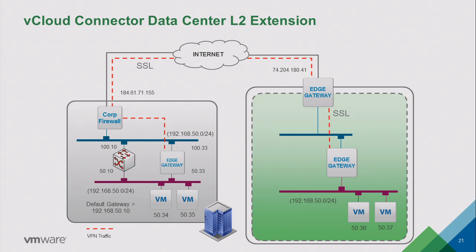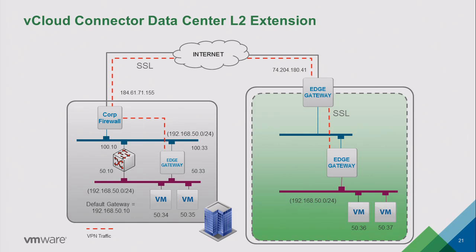A couple of things to note with the current architecture though, which you want to keep in mind. One is that we right now support extending one VLAN per SSL connection. So in case you want to stretch multiple layer 2 segments, you would need to set up multiple tunnels and manage them accordingly.